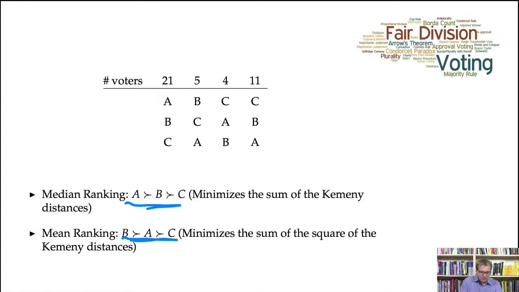You might argue that the median makes a bit more sense in this context. Part of the reason is that 21 people rank A first, whereas only 5 people rank B first. Yet, according to the mean ranking, B turns out to be ranked first. So, for that reason, many people take the appropriate notion of a compromise ranking to be defined by the median ranking. So, given an election scenario, the compromise ordering is going to be that ordering which minimizes the sum of the Kemeny distances.